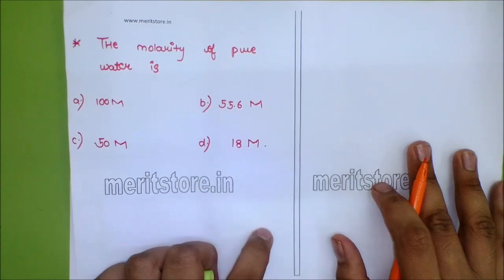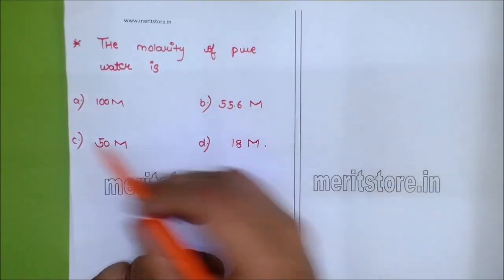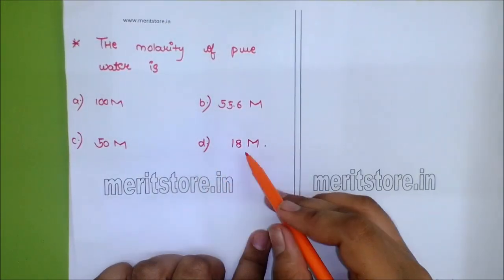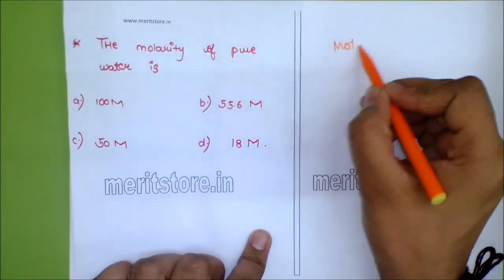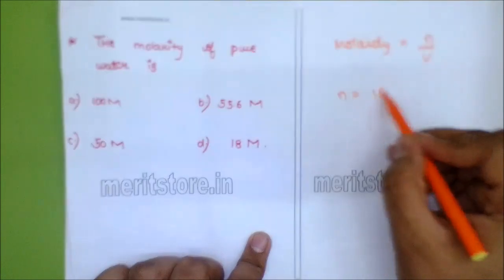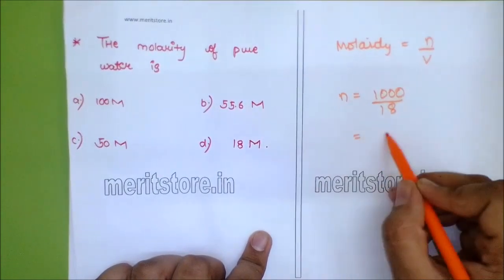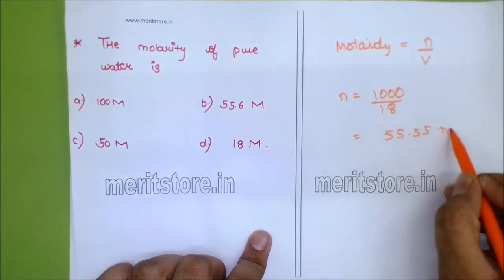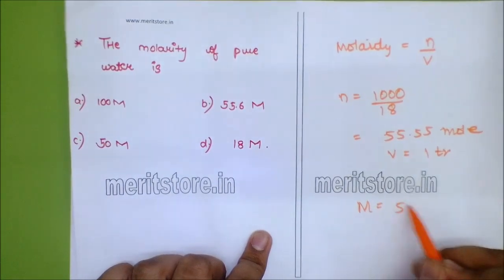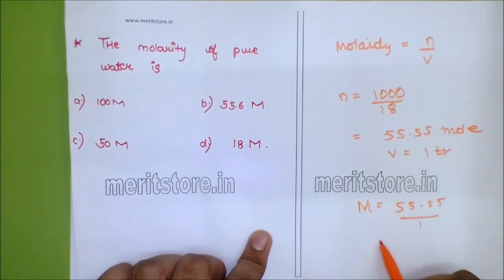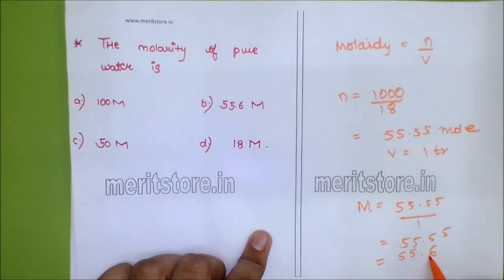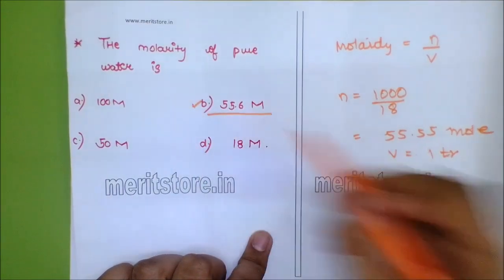The molarity of pure water is option A 100 molar, option B 55.6 molar, option C 50 molar, option D 18 molar. Now we know molarity is nothing but N by V, where N is equal to 1000 upon 18, which on solving we get 55.55 mole. Volume is 1 liter, so M is equal to 55.55 upon 1, which on solving we get 55.55, which is equal to 55.6. So option B, 55.6 molar is the correct answer.